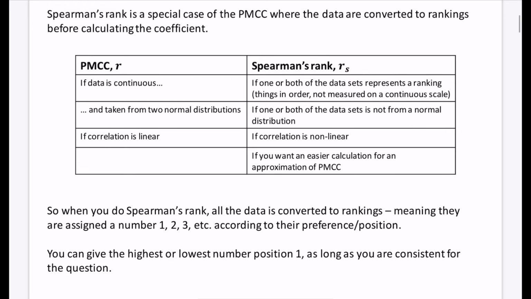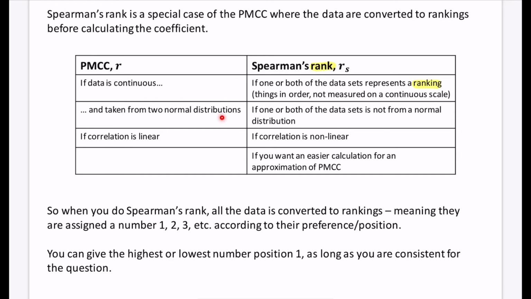Spearman's rank, on the other hand, which is shown with the letter R with a small s next to it, should be used if one or both of the data sets represent a ranking, which is things in order and they've not been measured on a continuous scale. So PMCC is for continuous. Spearman's rank, unsurprisingly with the word rank, is if either or both of the data represent a ranking. And you'll see that as we come across all of this stuff in the chapter.